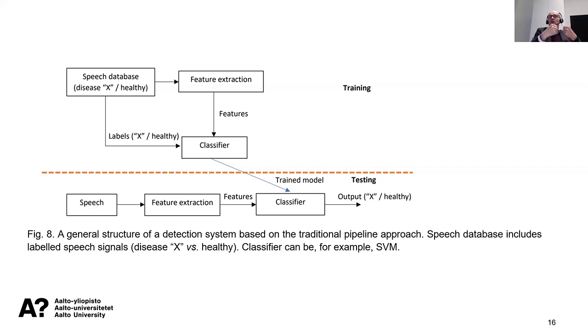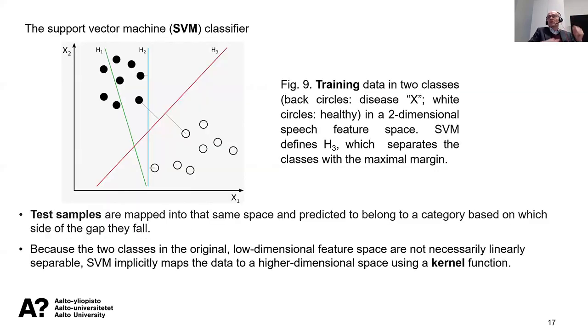And these two are combined with machine learning in this training phase. That means features such as glottal features are computed from the speech signals, and then these labels are fed together into a classifier. And what is a classifier? A classifier is typically something which is shown here. It's very often a so-called support vector machine.